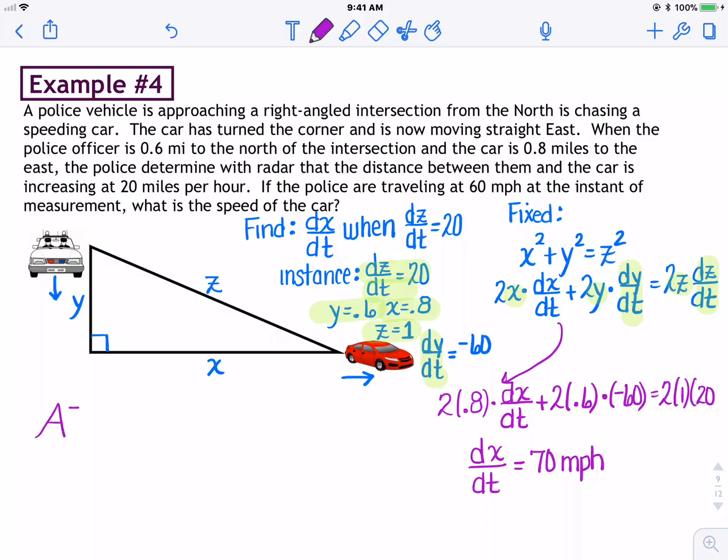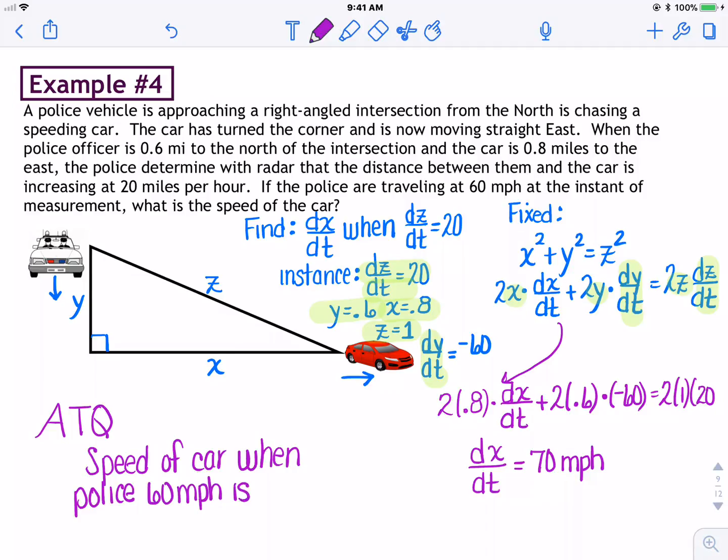Then be sure you go back and actually answer the question. The speed of the car, when the police are traveling 60 miles per hour, is 70 miles per hour.